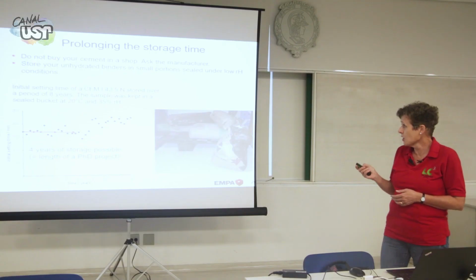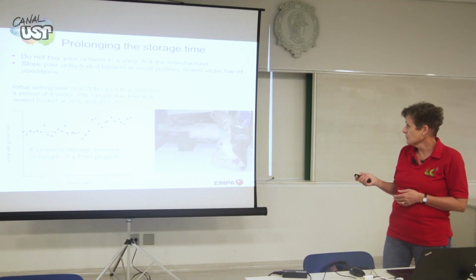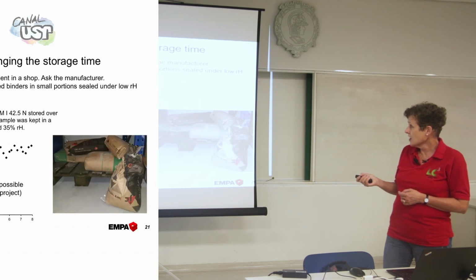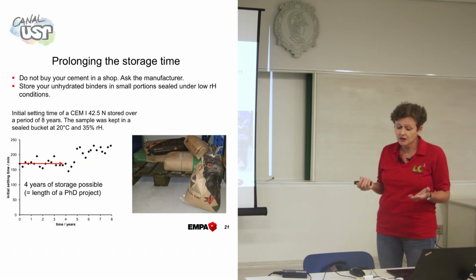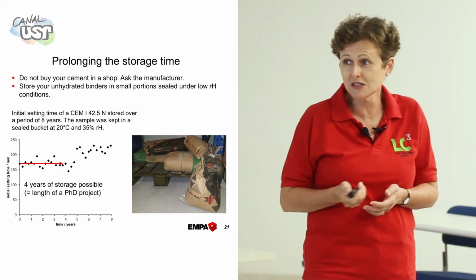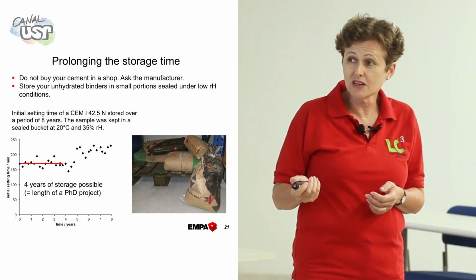And if you do this properly, this is results from EMPA, which had a sample kept in a sealed bucket at 20 degrees C, 35% RH. It's very nice and dry in Switzerland. And you see that those changes were not very significant during the 4 years, which is really all you want because that's the length of a PhD project. So really pay attention to your samples. And there's quite a lot more in the book about that.